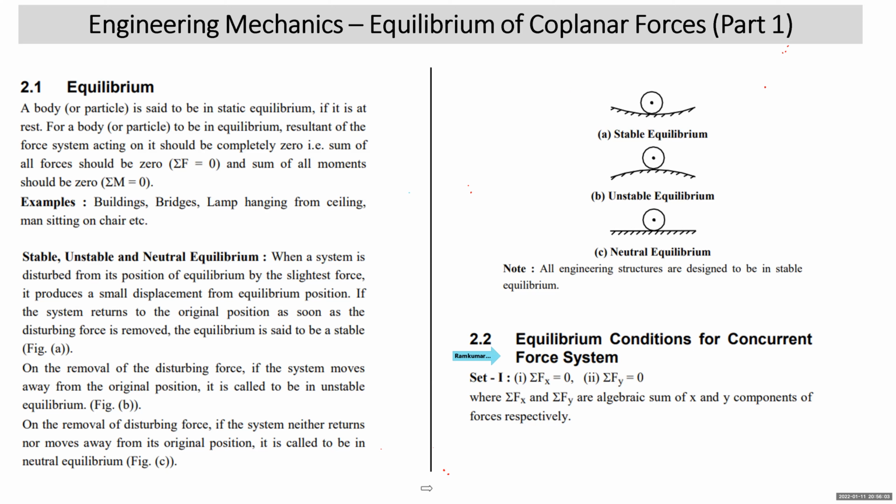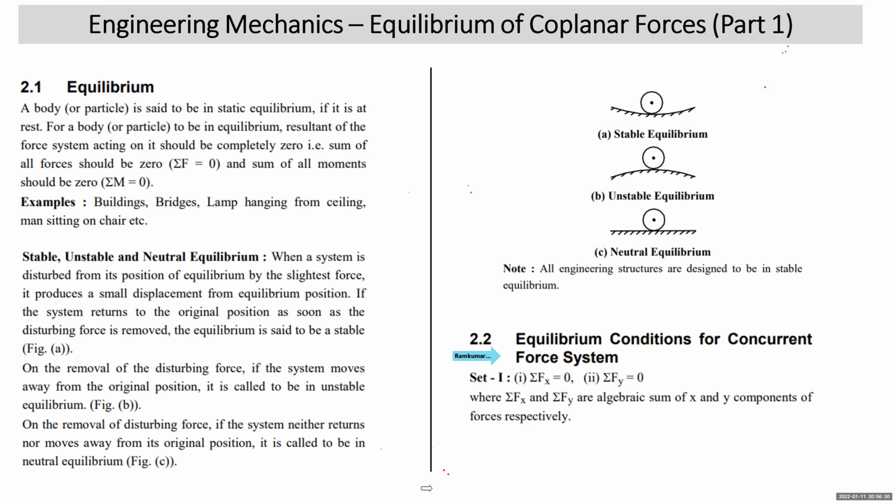A concurrent force system will be in equilibrium when it is completely at rest. Forces are balanced. That means the resultant of the forces acting on it should be zero. So the resultant of a concurrent force system will be zero only when sigma Fx and sigma Fy both are zero. What do you mean by sigma Fx? The algebraic sum of the components of all forces in the x direction. What is sigma Fy? The algebraic sum of the components of all forces in the y direction.